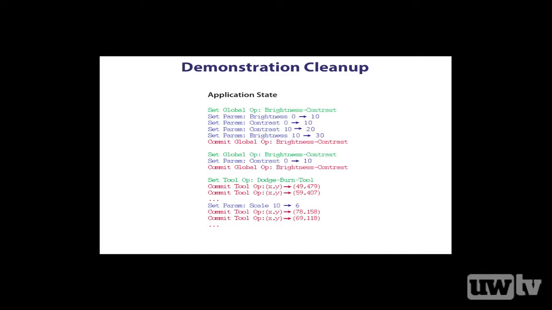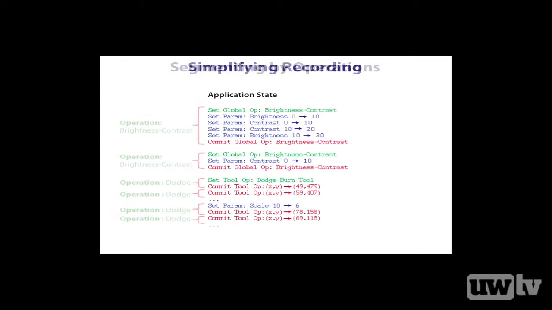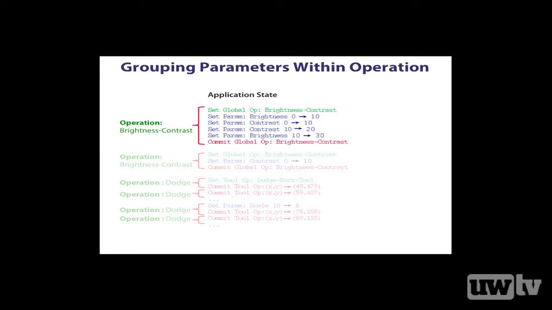So we start by eliminating unnecessary operations such as undos. And then we group together consecutive changes to an application state to generate a succinct sequence of steps that each involve one major operation. So we start by segmenting the recording into operations which are delineated by commits. And then we group changes to the same parameter within an operation. So for example, here we group both brightness changes and both contrast changes.